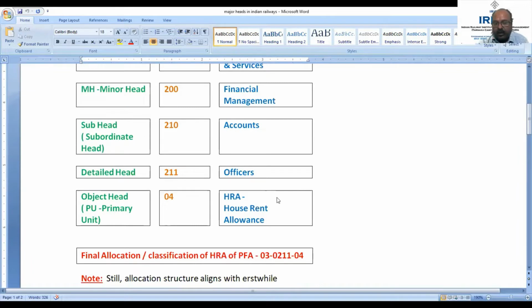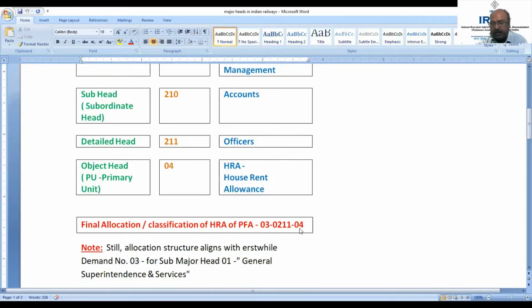And 0200 is the minor head. This minor head is again categorized as 0210, and finally 0211. This is the detailed head. And the last, the primary unit, is 04. So the allocation of HRA of PFA is 03, 02, 11, 04. This is the revenue allocation structure.